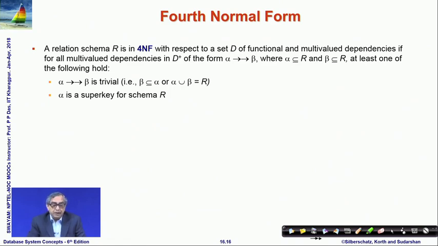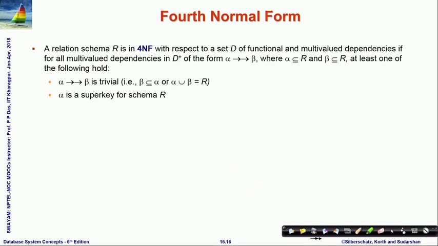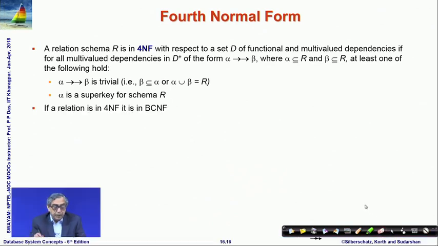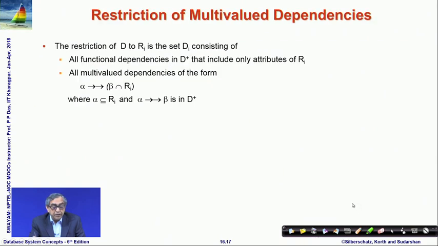Or alpha, the left hand side, is a superset of a key of the schema R. You can very well relate that this is just a little twist on the definition of the Boyce-Codd normal form, where the second condition was identical, and the only difference in the first condition is that instead of an MVD you had a functional dependency. So when we have this, we say the relation is in the fourth normal form. Naturally, if a relation is in fourth normal form, it is trivially in the Boyce-Codd normal form, but the reverse is not necessarily true.